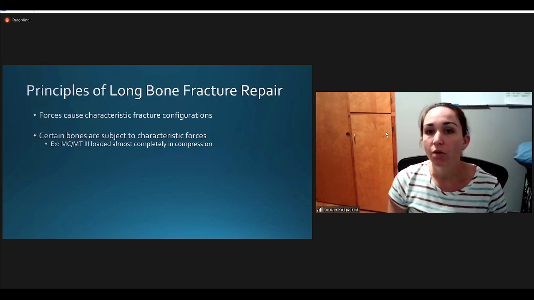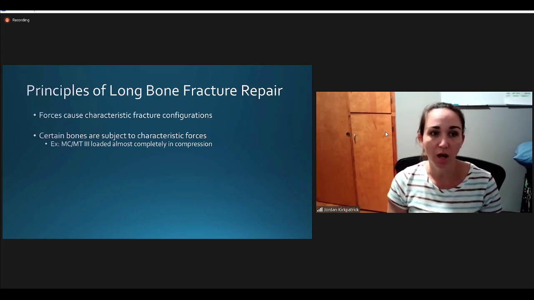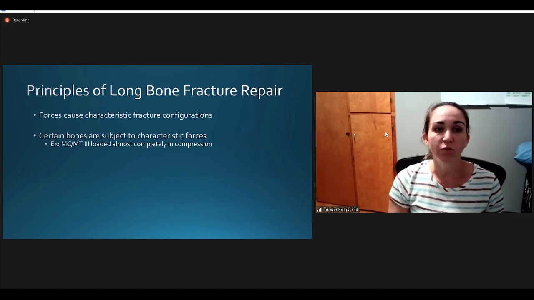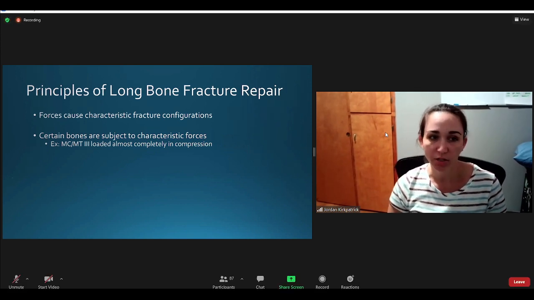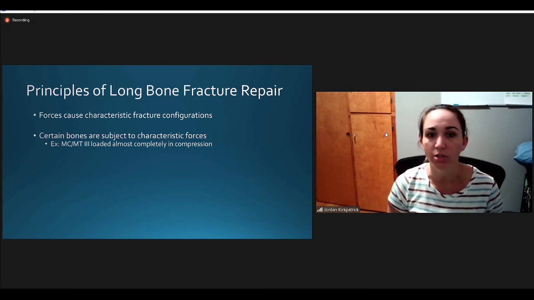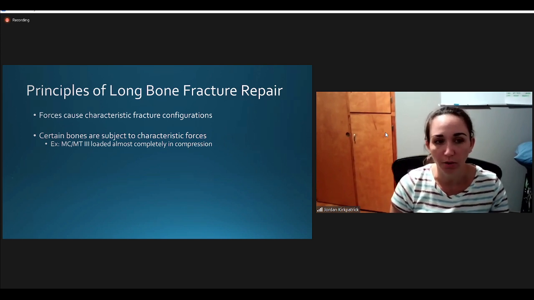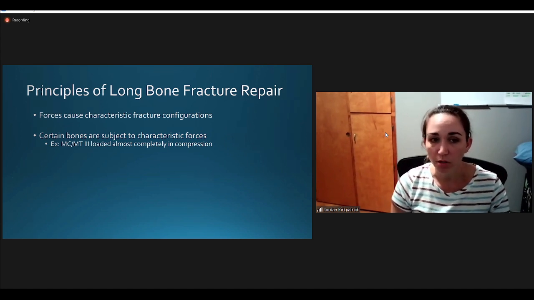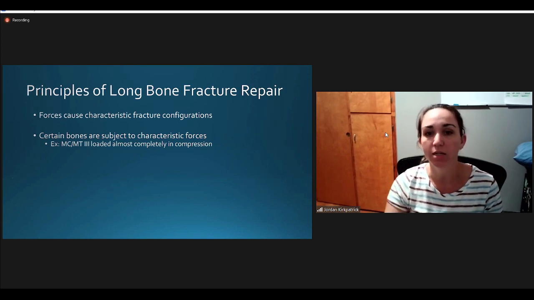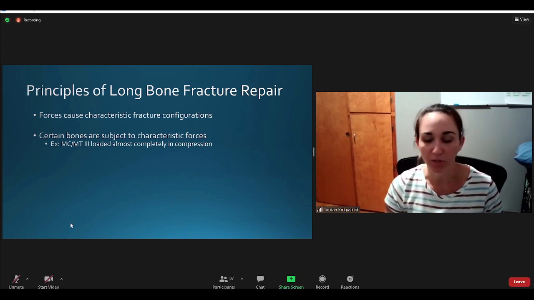So, principles of long bone fracture repair. Again, there are forces that cause characteristic fracture configurations. Certain bones are subject to characteristic forces. The cannon bone, which is what we call the third metacarpal or metatarsal bone, is loaded almost completely in compression. So they tend to get those butterfly fragments when they fracture.